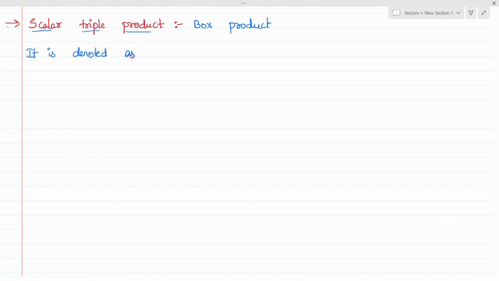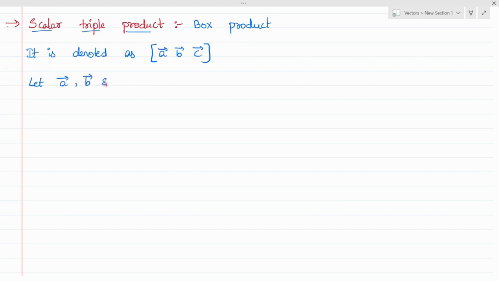So this product is also known as the box product. Why? Because this product is denoted as box A, B, C, where A, B, C are the three vectors. That's the reason it's called the box product. And make sure there are no commas in between.